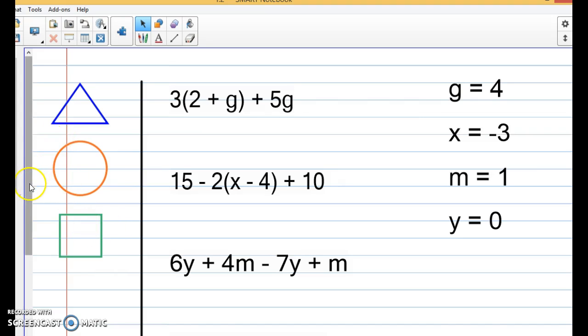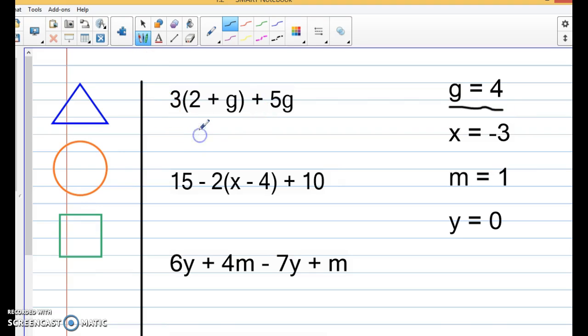All right, and then we have another set of problems where I'm going to be substituting in. So I have, in parentheses, 2 plus g. Doing order of operations, I can see over here that g equals 4. Well, instead of saying 2 plus g, I'm going to say 2 plus 4. So I'm going to have that in parentheses, and we know 2 plus 4 is going to be 6. So I still have that 3 on the outside. And then I have the plus 5g, which is really going to be 5 times 4, which is going to be 20. So I'm just going to write the 20 out here now.